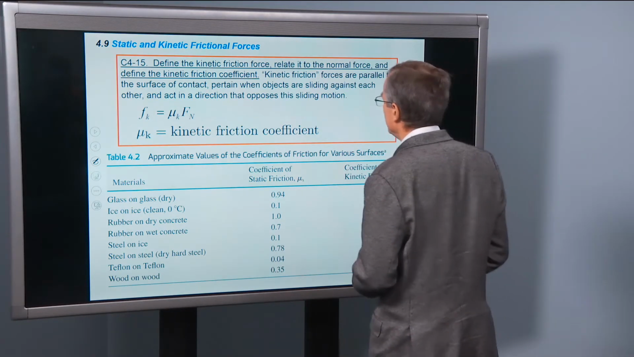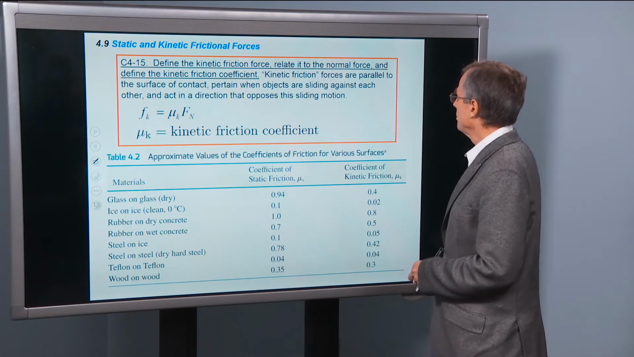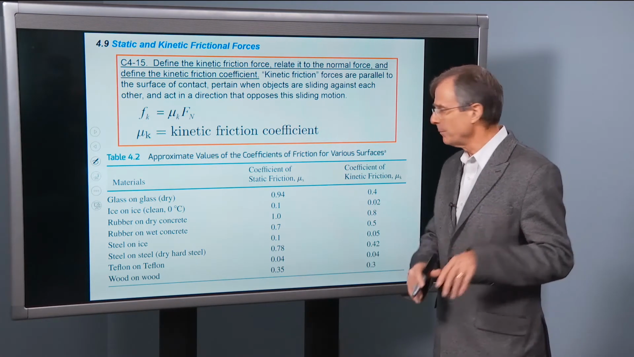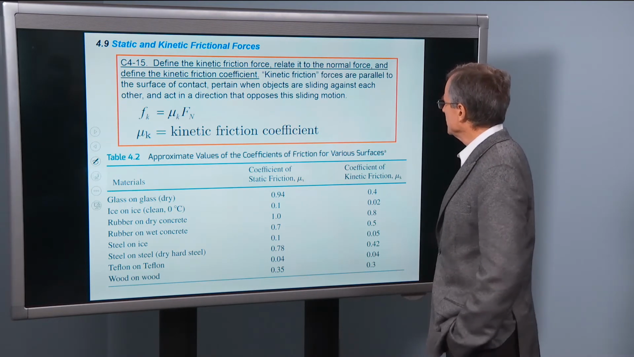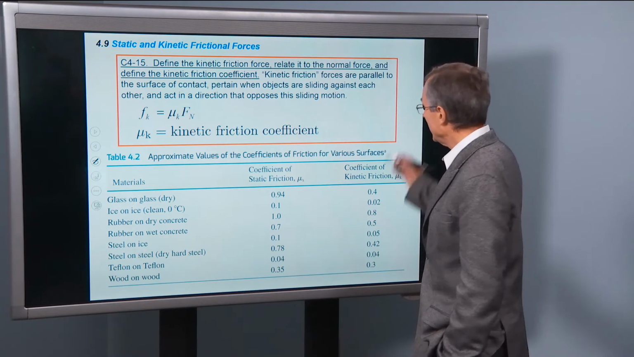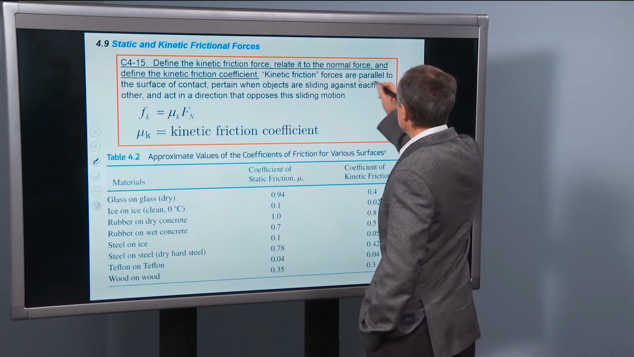Define the kinetic friction force. Relate it to the normal force and define the kinetic friction coefficient. We talked about this in the demo as well. Kinetic friction forces are parallel to the surface of contact. Again, parallel, like static friction.